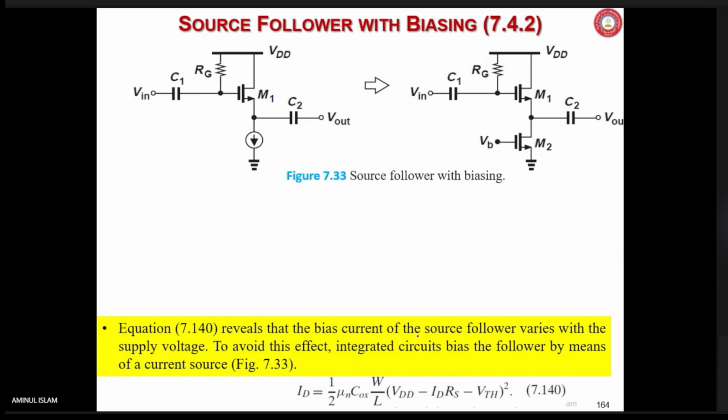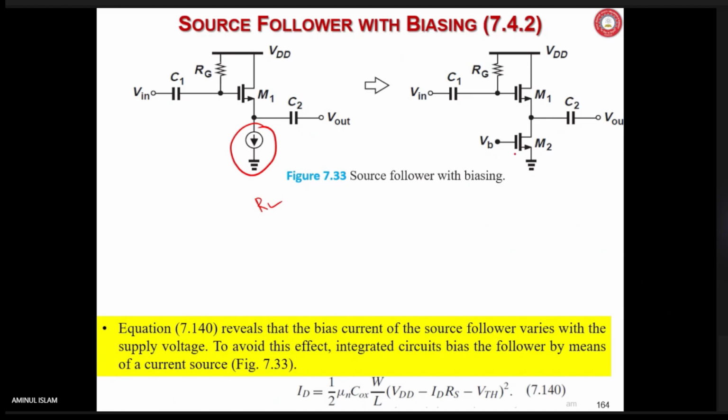This equation reveals that the bias current of the source follower varies with the supply voltage. To avoid this effect, integrated circuits bias the follower by means of a current source. Here, a current source is used instead of RL, because of temperature. If temperature changes, then there will be a change in this value. So because of that, you need a current source which can supply more or less constant current, right?